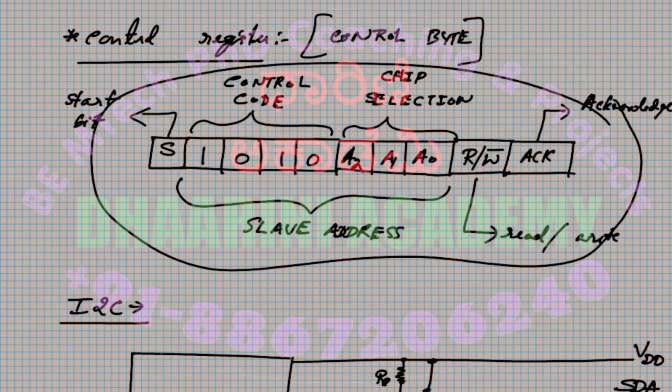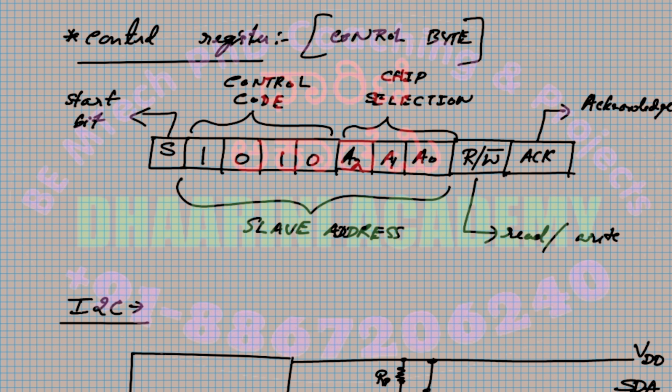There will be a start bit, yes. There will be the control code 1010 followed by the specific address, to which device you want to communicate. Then if they say write a program to read, you make this 1. The read/write bit becomes 1. The write bar says that it has to be 0 if you want to write.